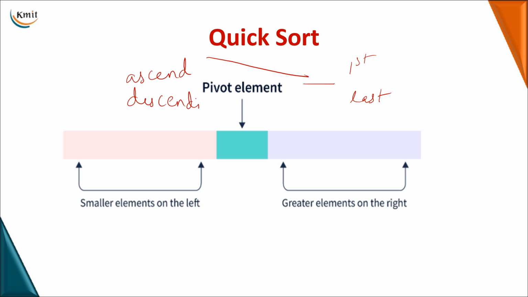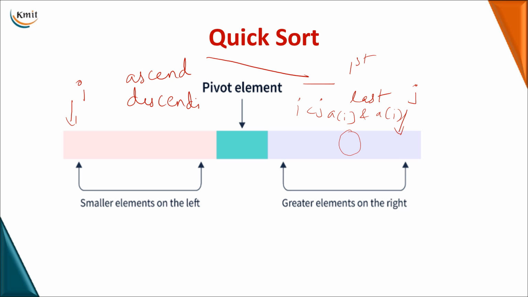Once you decide your pivot element, you make use of two pointers, i and j, where one points to the starting location and the other points to the ending location. You increment your i value while the element is less than the pivot, and you decrement your j value while the element is greater than the pivot. In this process, i and j will stop at some location. If i is less than j, you swap a of i and a of j.